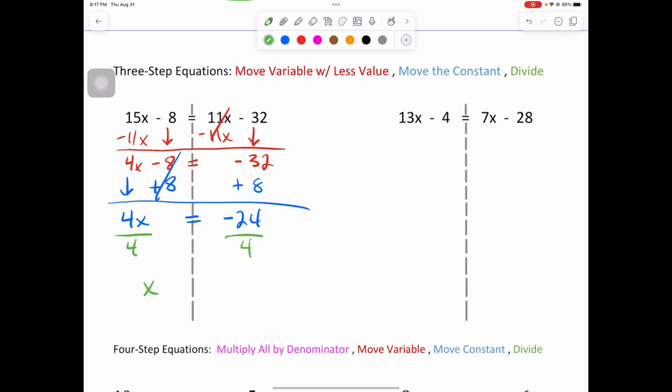You guys are absolutely crushing it right now. Negative 24 divided by 4 is negative 6. Go ahead and circle your answer.